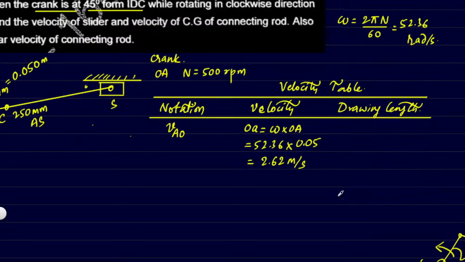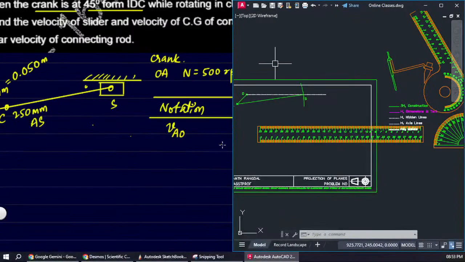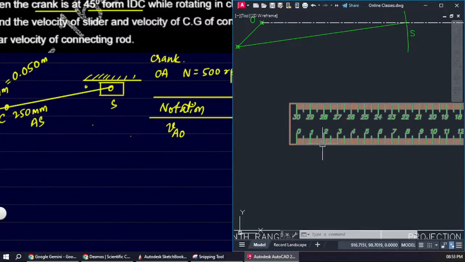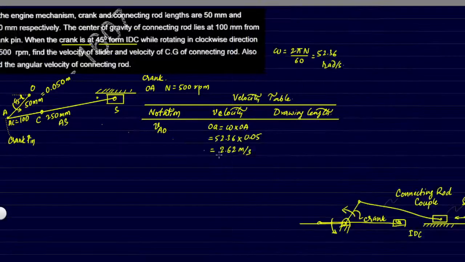2.6 centimeters we can easily draw. You can see 2.6 centimeters is only this much, but this is actually very small. So let's do one thing, let's multiply this with 2. The drawing length we will take as 2 times the velocity, so that way we can draw it more neatly.